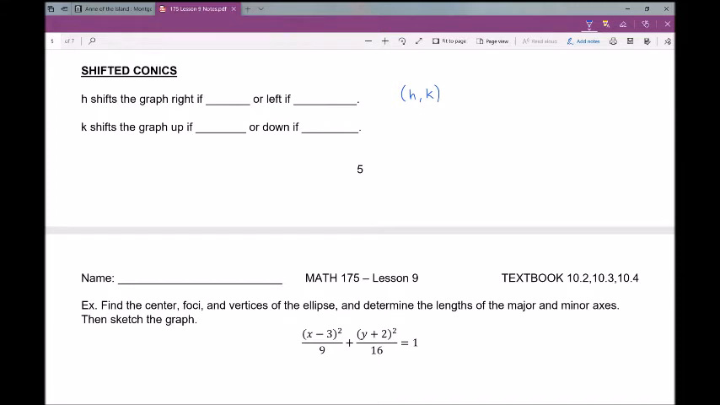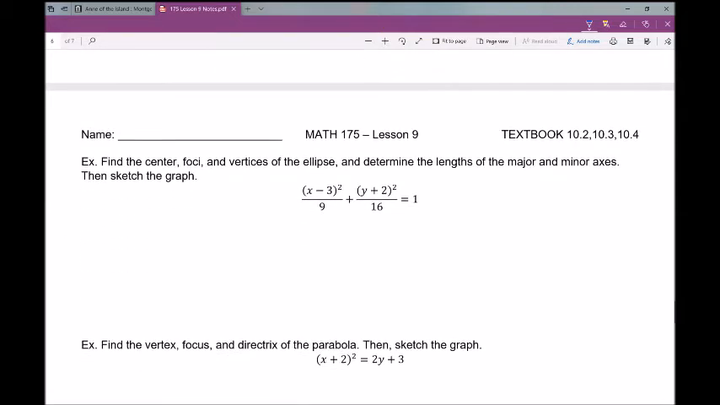Now, if h is a positive number, it is going to shift the graph right. So if h is greater than 0, the graph will shift right, or the graph will shift left if h is less than 0, or if h is a negative number. If k is positive, the graph will shift up, and if k is negative, the graph will shift down, okay? Other than that, though, it's all the same rules for graphing parabolas, ellipses, and hyperbolas. So let's look at a few examples.